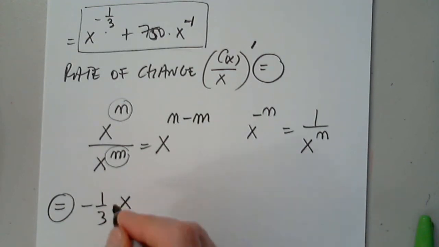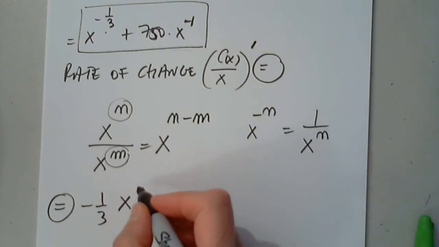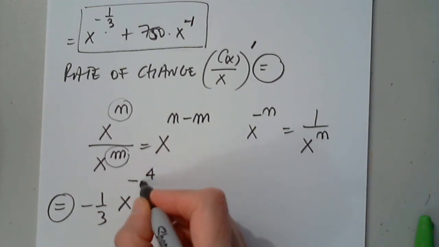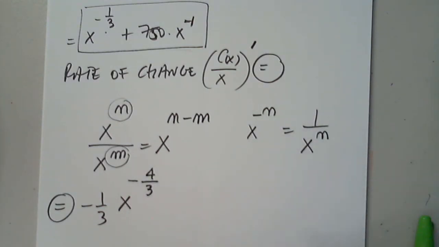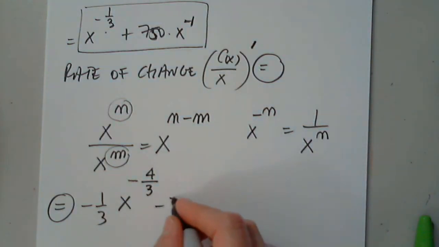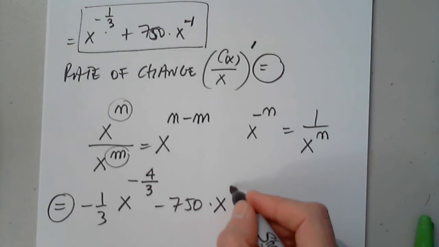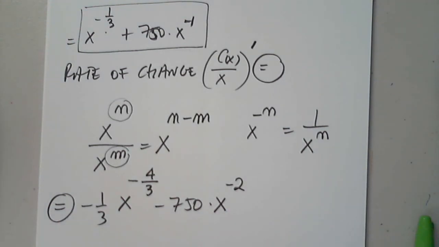Negative 1/3, x to the power of... x to the power of 3 minus 4/3. Excellent. Minus 750 times x to the power of negative 2. Awesome. Brilliant. Excellent.